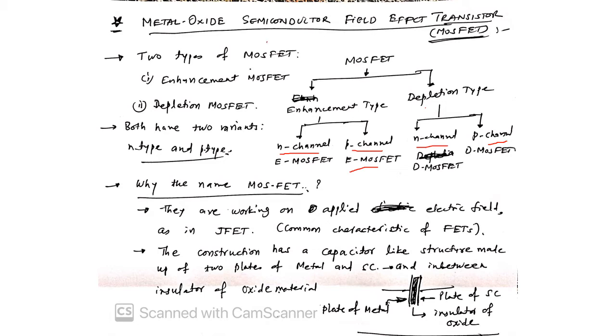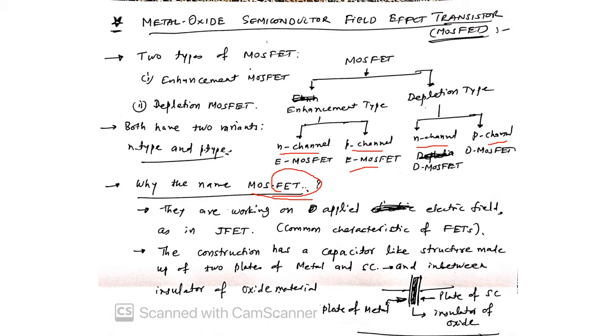See why the name MOSFET, the common name here, metal oxide semiconductor. As the name suggests, first thing is this is a type of FET, that is a field effect transistor. That means the current or the electron density is going to be controlled by the external electric field. So that's why it is called field effect transistor. That is a common characteristic whether JFET or MOSFET. So first thing is they are FETs.